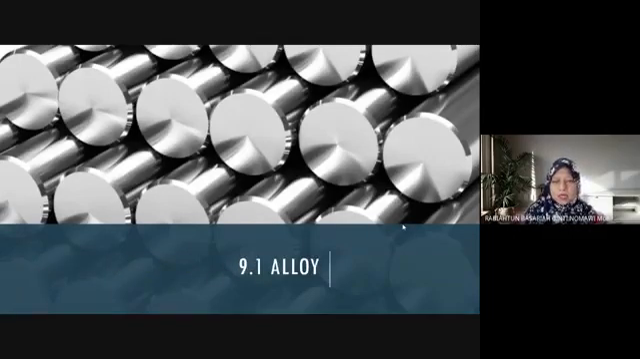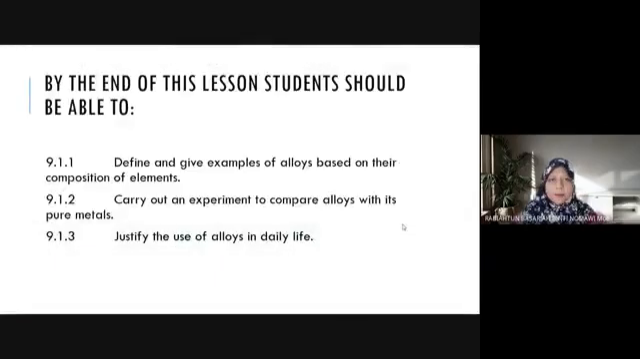Okay, we'll start with 9.1, that is alloy. Okay, by the end of this lesson, students should be able to 9.1.2, define and give examples of alloys based on their composition of elements. Okay, you have to give what are the example of alloys and what is it made up of. Okay, dia dibuat daripada apa? You kena tahu. Okay. The second one, you have to carry out an experiment to compare alloys with its pure metals.